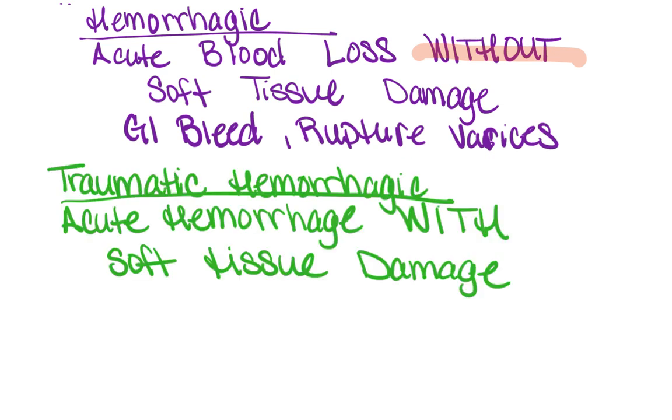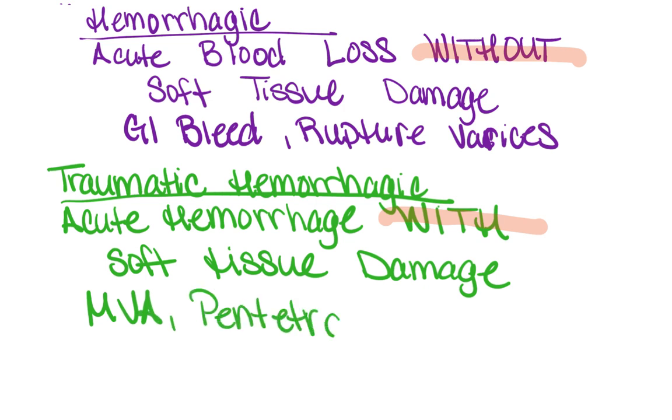The second subdivision is going to be traumatic hemorrhagic. The key word here is it's an acute hemorrhage or blood loss with soft tissue damage. So this is going to be things like a car accident. So trauma from an MVA, penetrating wound, so gunshots, stabbings, anything that's going to have soft tissue damage. This is when you're going to see blood on the trauma room floor.